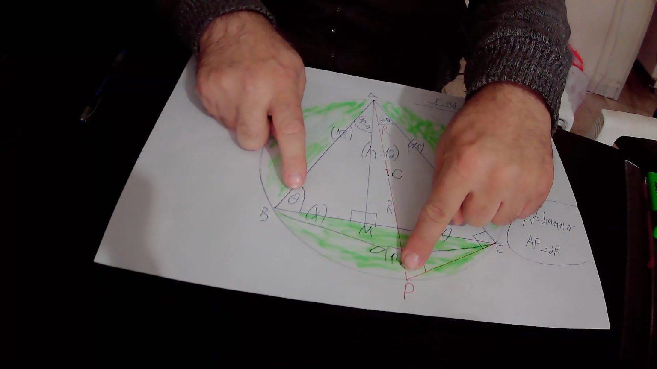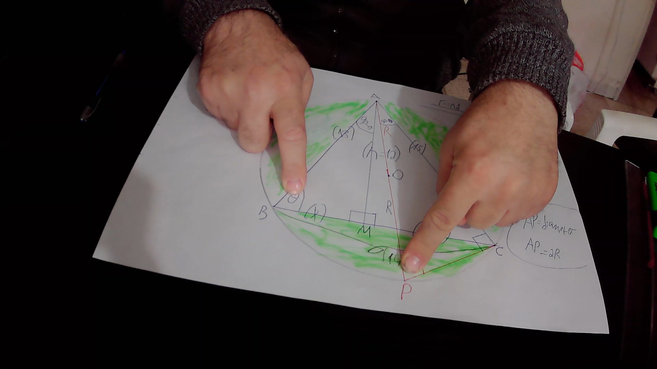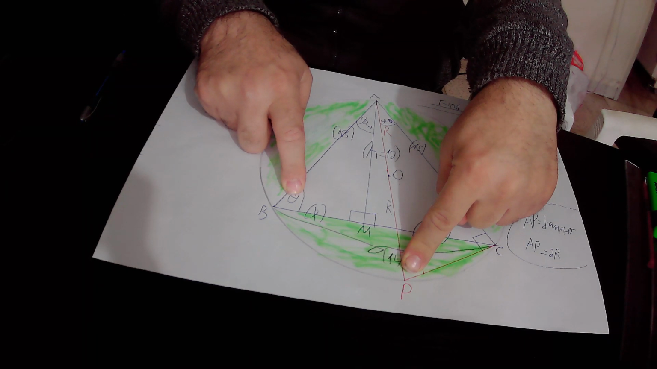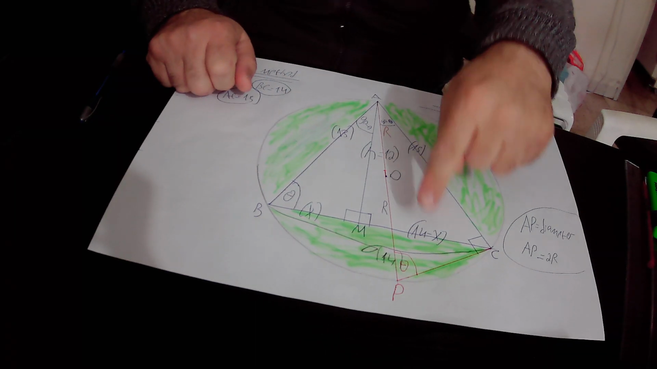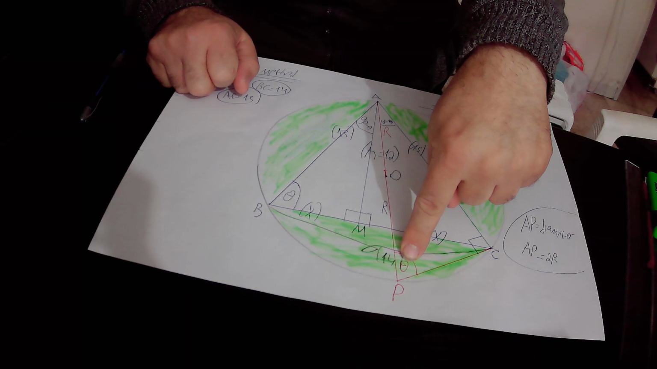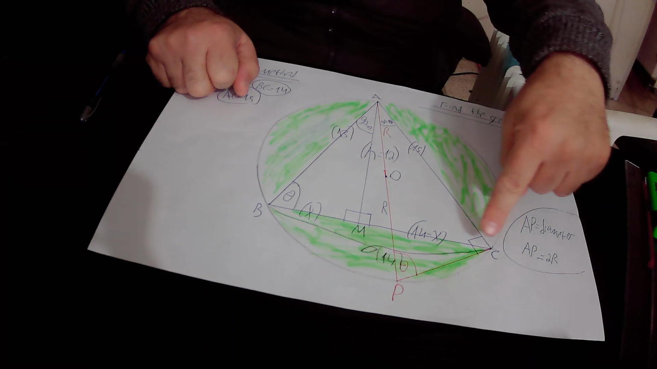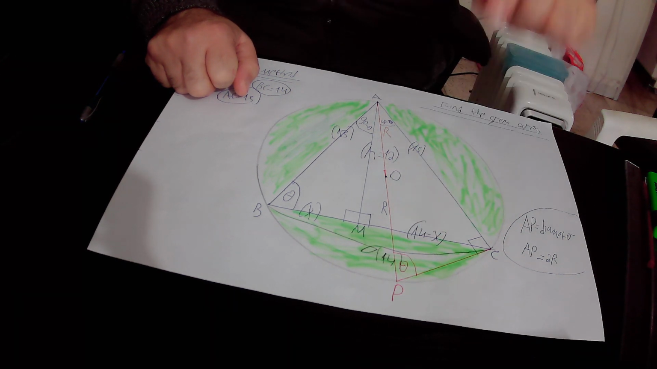So those two peripheral angles that rest on the same chord AC must be equal to each other. That is to say, if this peripheral angle ABC equals theta, then the other peripheral angle APC that rests on the same chord AC must also be equal to theta.